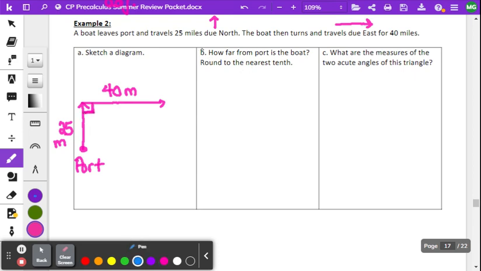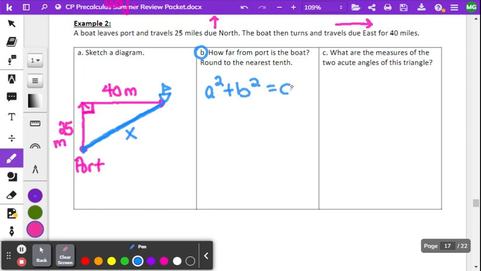And the first question here is how far is the boat from the port? How far is the port from the boat? So here's our boat right here. Here's our port. We're looking for this distance right here. So we'll call that x. Well, think about what we have here. We don't have any angle measures. We have two sides of a right triangle, and we're looking for the third. And that's a definite time when we're going to use Pythagorean theorem.